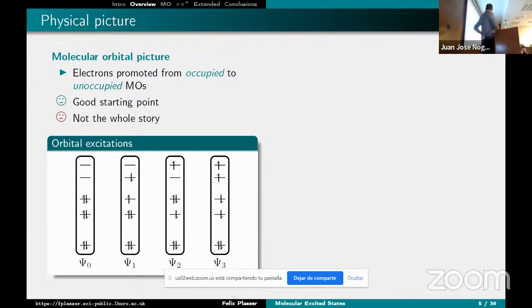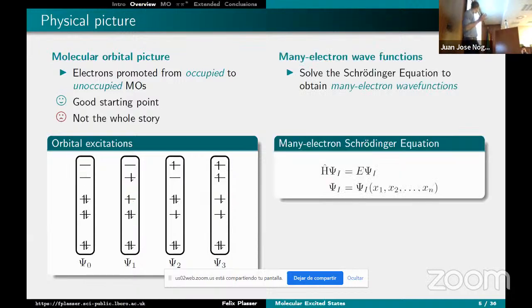So why is this orbital picture not the whole story? The reason is that underlying all of this, we have many-electron wave functions. We use these extremely complicated quantum chemistry methods, with lots and lots of determinants in them. The reason is that electronic wave functions are very complicated many-electron objects, and we can't just look at molecular orbital transitions.